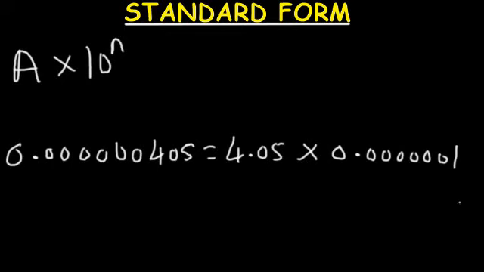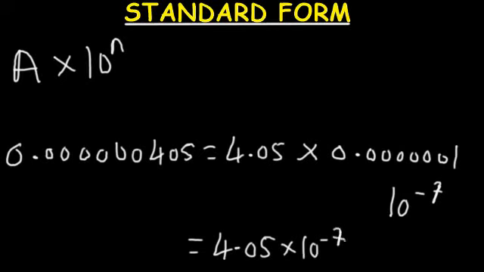So what we need to do now is to find the index of this particular number. What is the index of this? We observe that we have 7 zeros before the 1. So we are going to have 10 to the power of minus 7 as the index. Therefore, the standard form of the value is 4.05 times 10 to the power of minus 7. Hopefully you are now familiar with how to convert particular values into standard form.